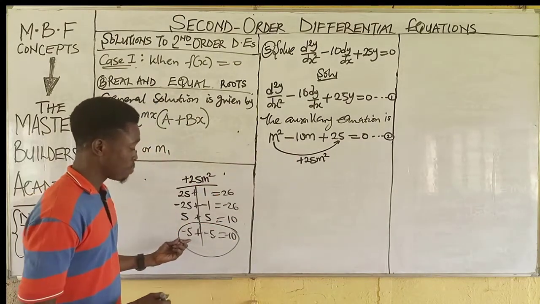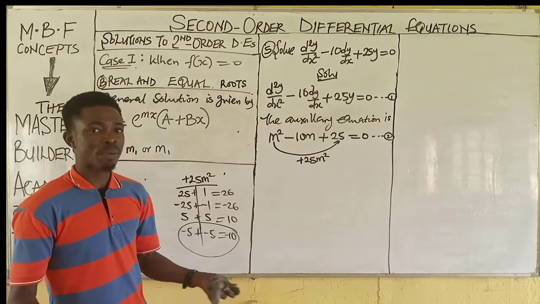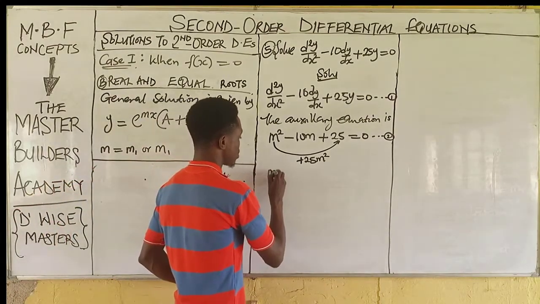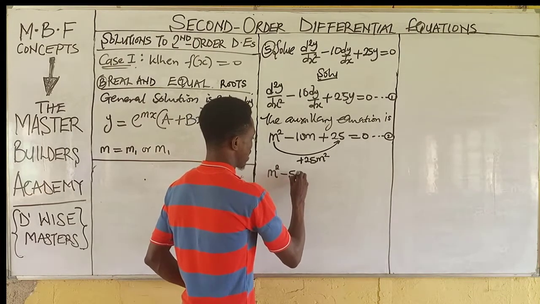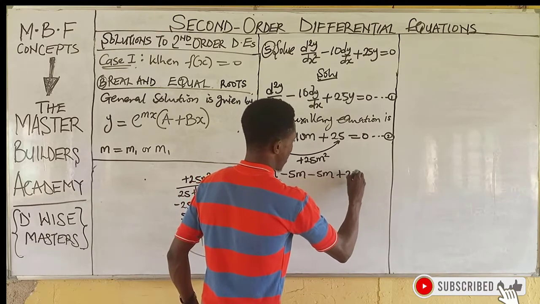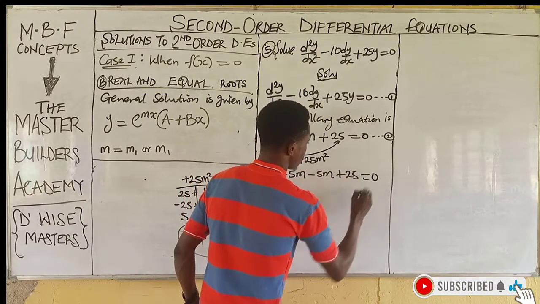Then we are going to go with what? Minus 5 and minus 5. It's as simple as this. So what we just need to do now is to replace the middle term. This will give us m squared minus 5m minus 5m plus 25 equal to 0.